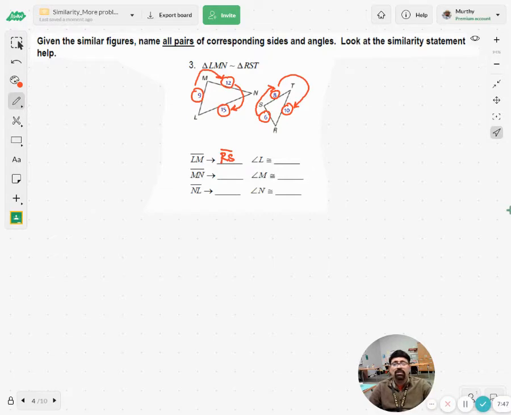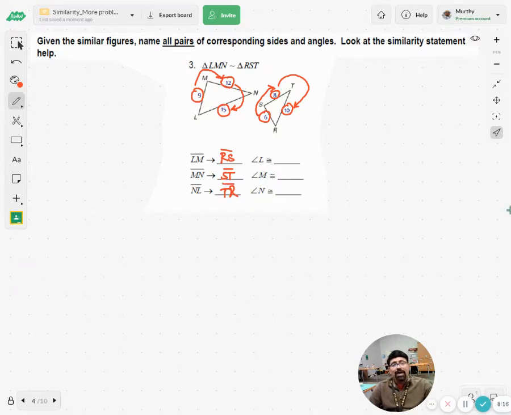And next, when it comes to the second one, my second longest side of the first one, that is 12, and the second one here is 8. Therefore, that is MN and ST, these two are corresponding. Next, the third side is NL, and the third side here is TR. Therefore, these are the corresponding sides.